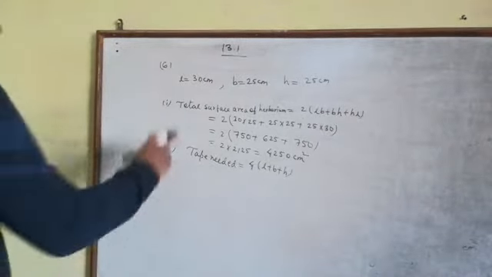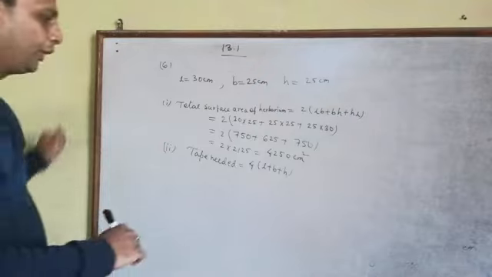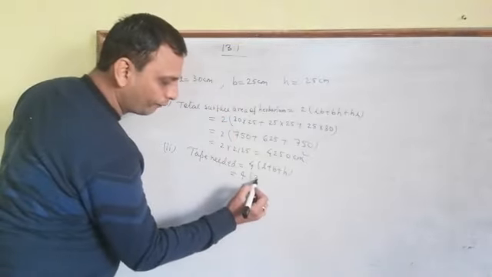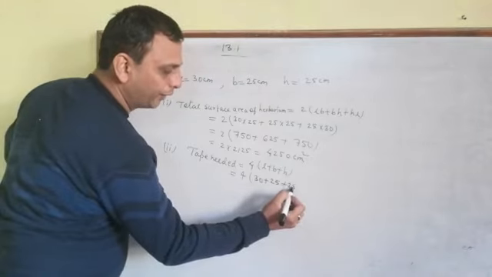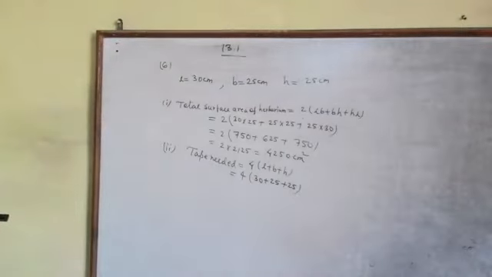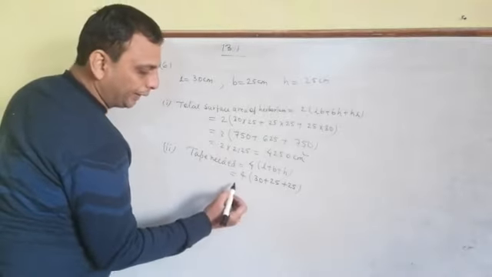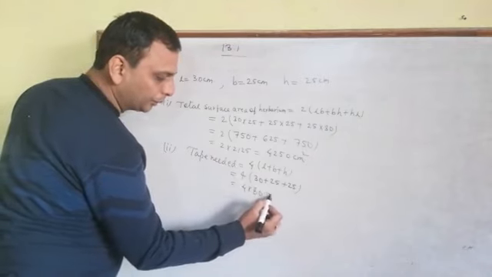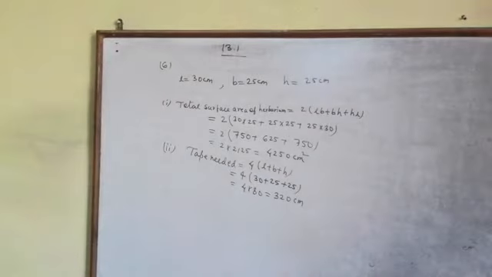Length is given in the question, height is also given, and everything is given. So we only have to put the values. Length is 30, width is 25, height is 25. The width and height both are the same. So 25 plus 25, 50. 50 plus 30, 80. 4 multiply 80. So it will be 320 centimeter is the answer for this question.